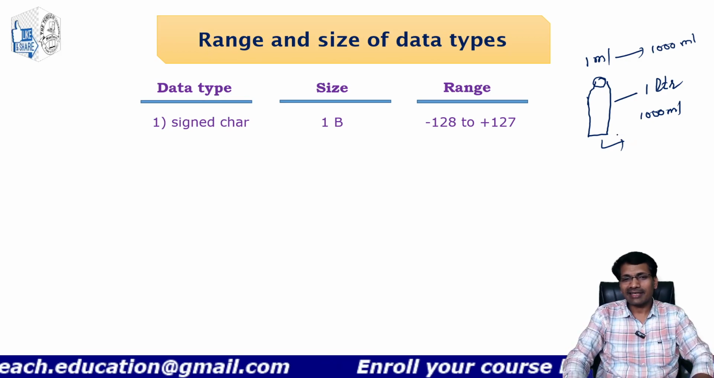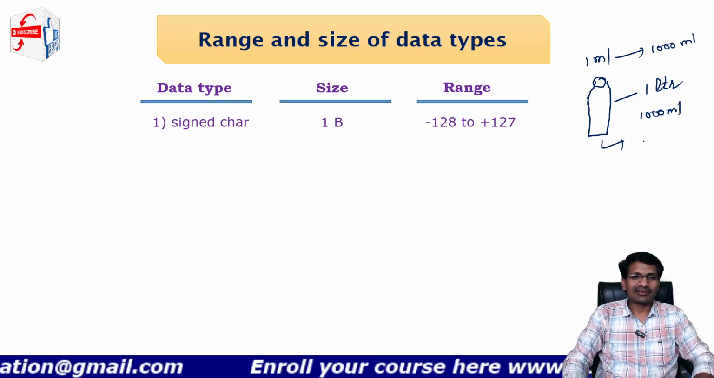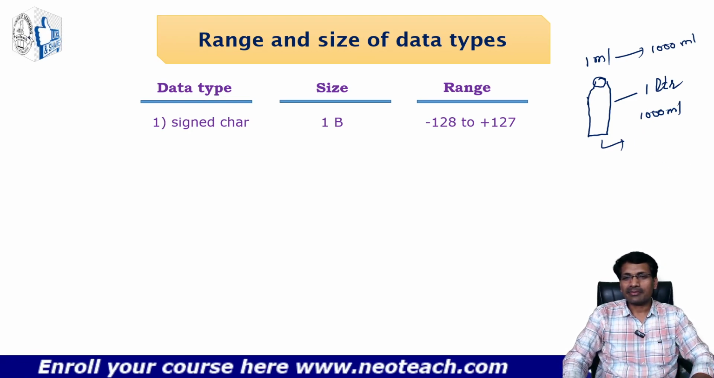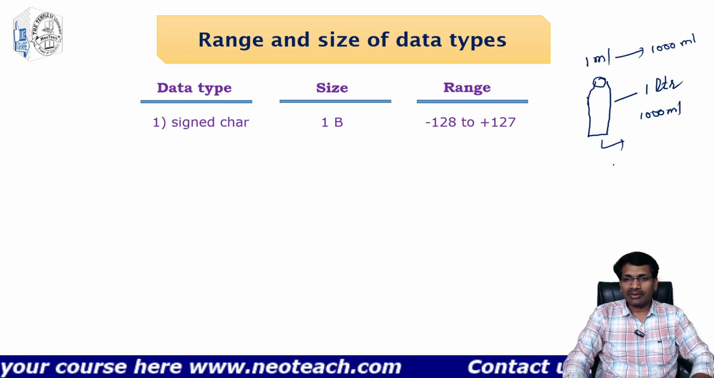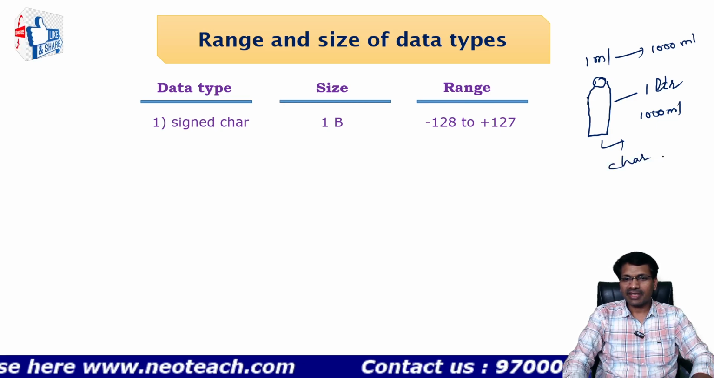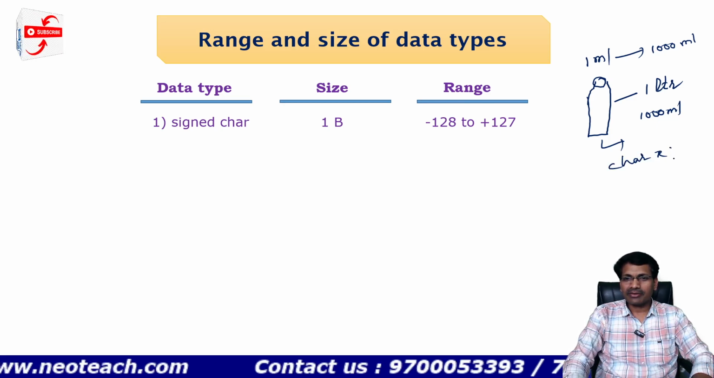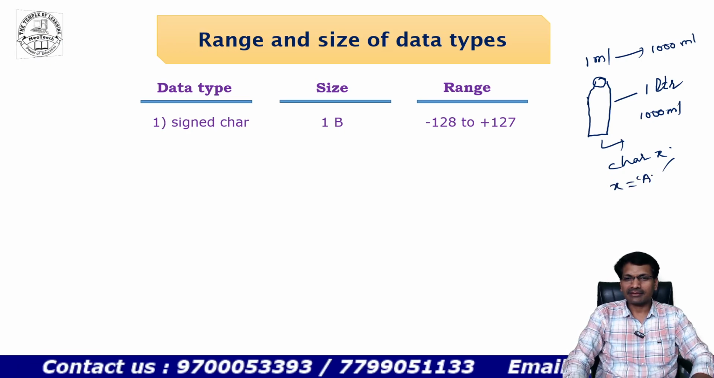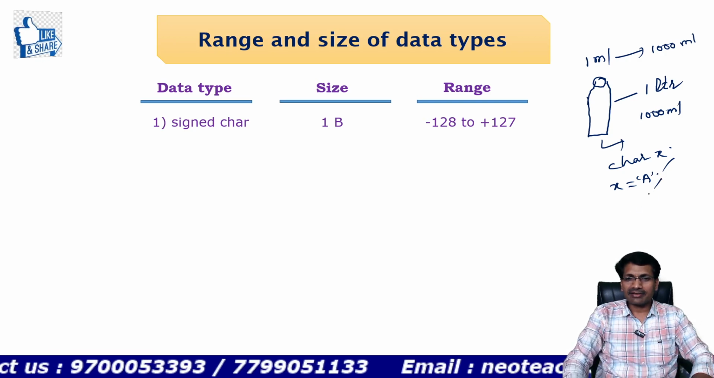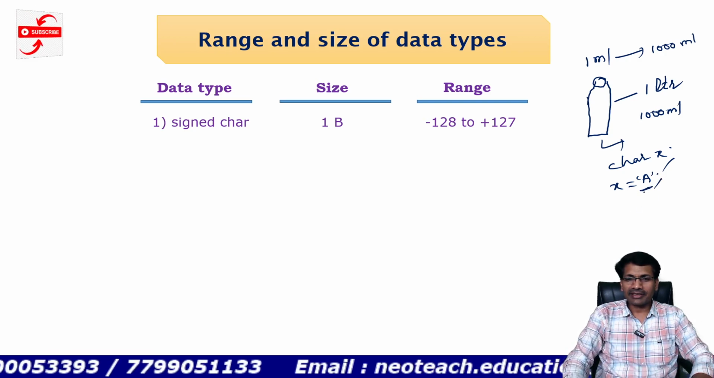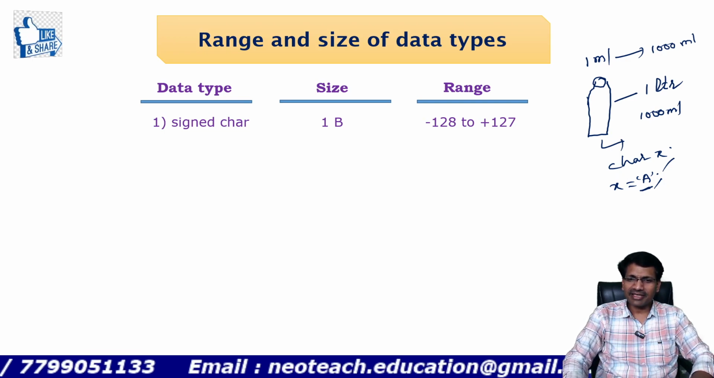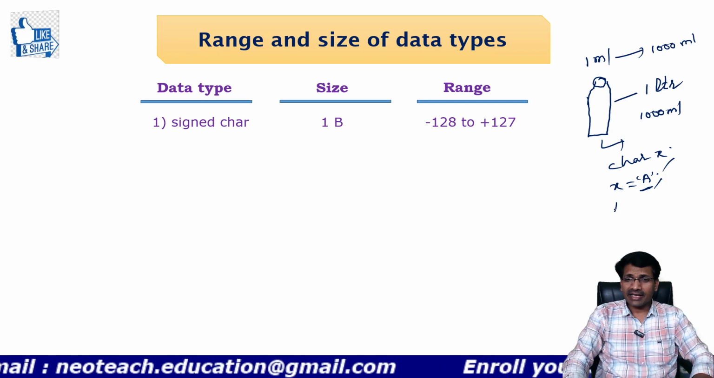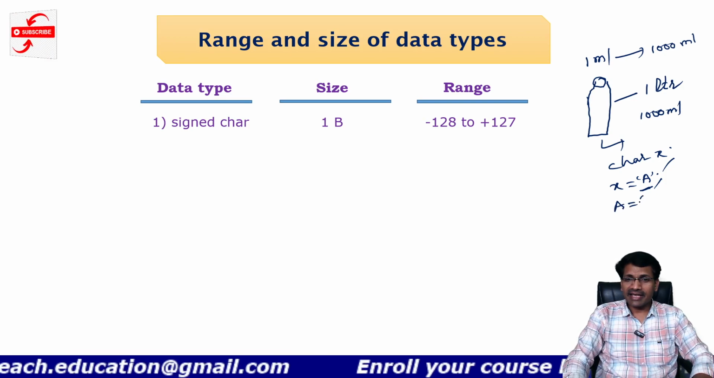Here we may get a question: sir, character means A, B, C, so what is the range of this? See, suppose you take a character variable x. The variable x can hold a character. Suppose I am storing capital A into x, because x is a variable, a character variable. Now this A, internally the compiler treats as its ASCII value.